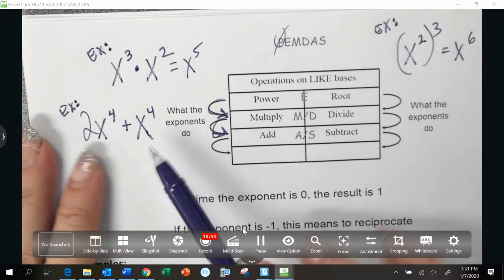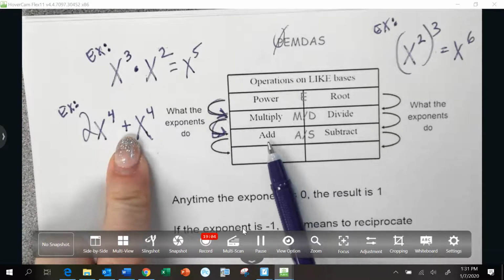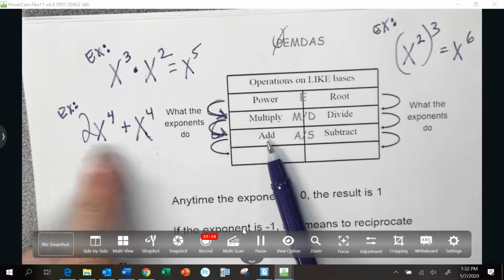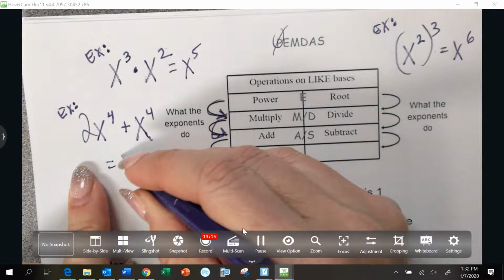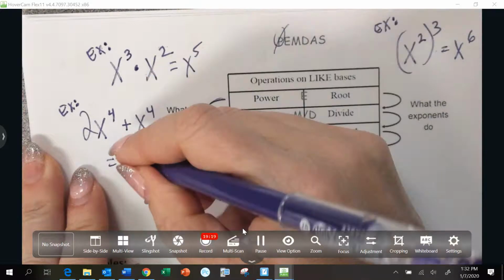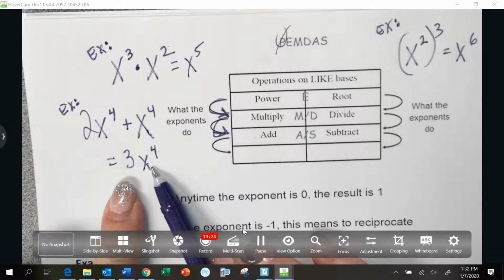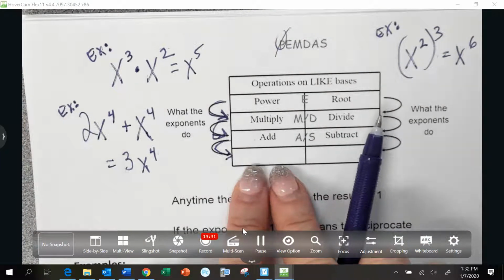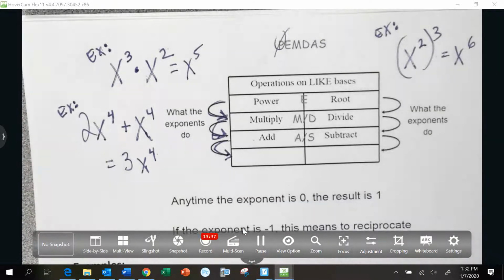Okay, so this one here. What is happening between my like bases? See how this is an addition. Now you should know, if I add together like terms, what would this answer be? You should know this already. 3x squared. So if I add like terms, what do my exponents do? Nothing, right? They stay the same. So that's why whatever's underneath in your order of operations is what you do to the exponents.